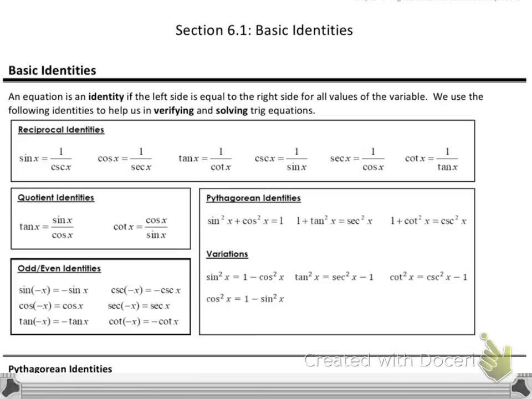So an identity is just something where the left side is equal to the right side for any variable we put into it. An identity could be, you know, x equals x. That's actually an identity because no matter what x is, both sides will be equal. We already talked about most of these. We're just going to go into more detail about it.